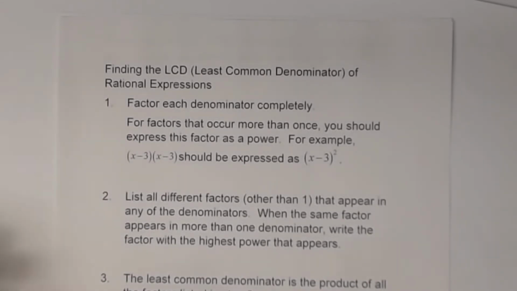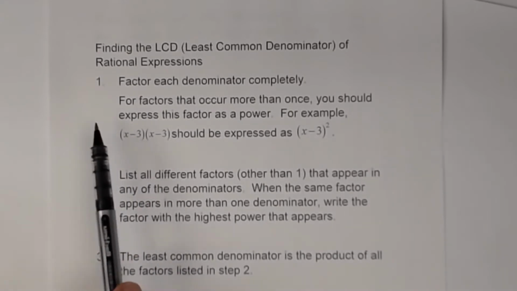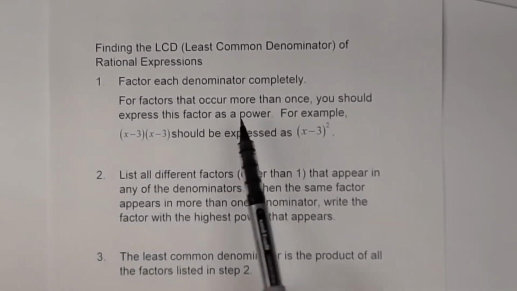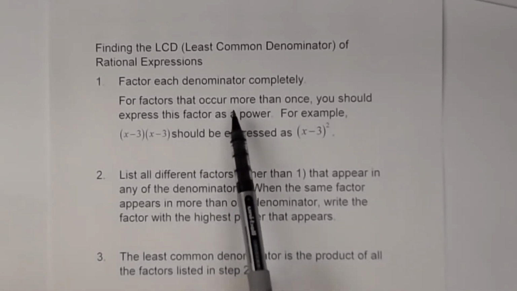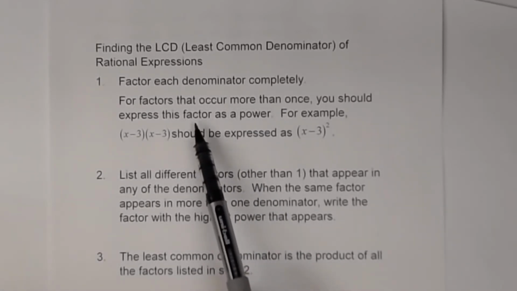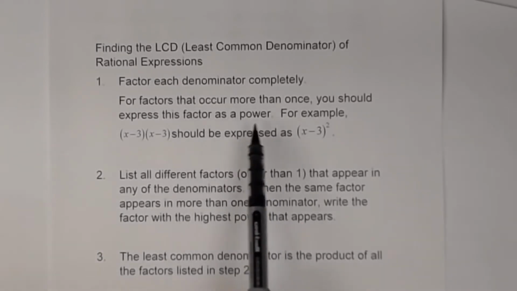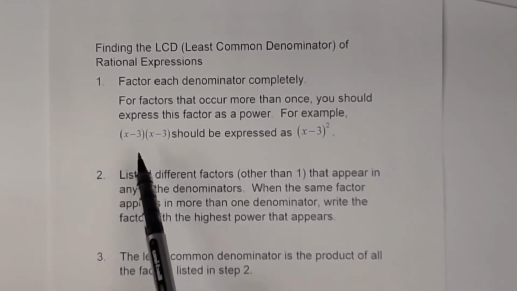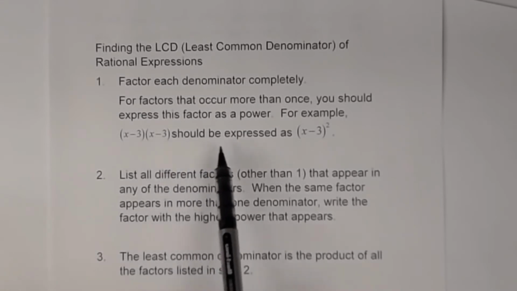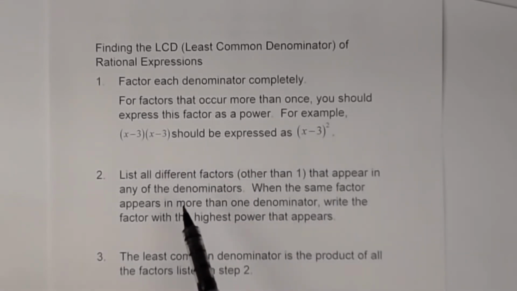As you find the least common denominator, there are basically three things you're going to need to do. The first thing you have to do is factor each denominator completely. For the factors that occur more than once, you should express the factor as a power. You don't have to, but it does help. For example, if you factor one denominator and have x minus 3 times x minus 3, it is helpful to write it as x minus 3 squared, because that exponent is going to be important.